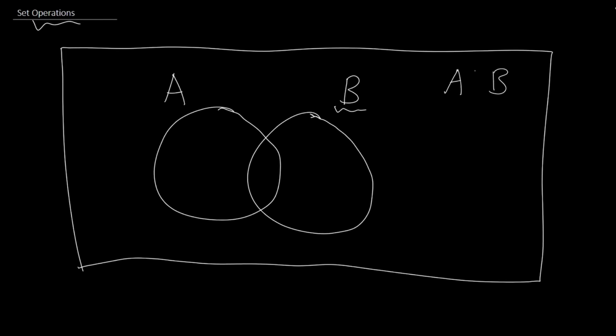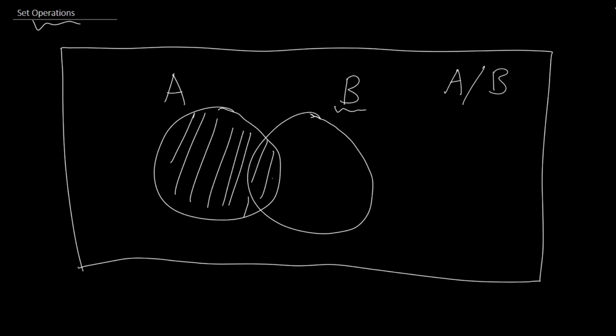So next, what about A take away B? Well, let's start with A. This is the set A. And what we have to do is just take away B. So take away this part, because remember, this whole area there is B. So just get rid of this intersection over there. So this is what A take away B looks like. Just A without the intersection.